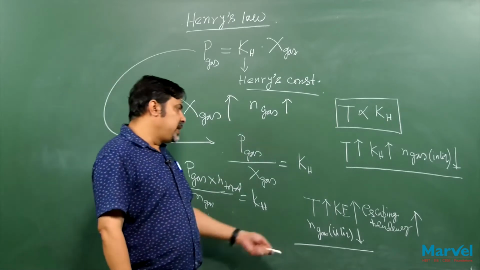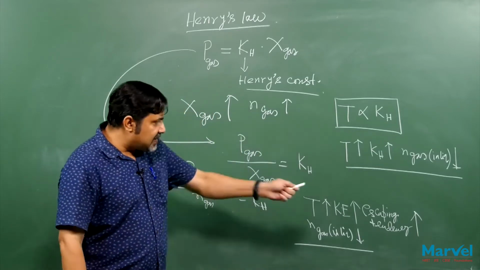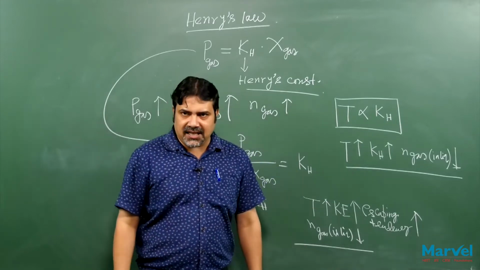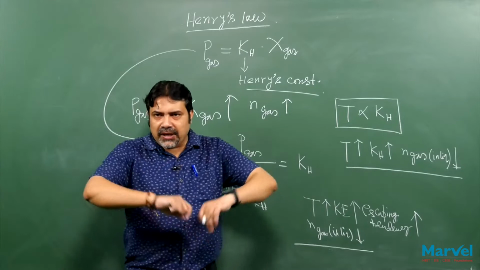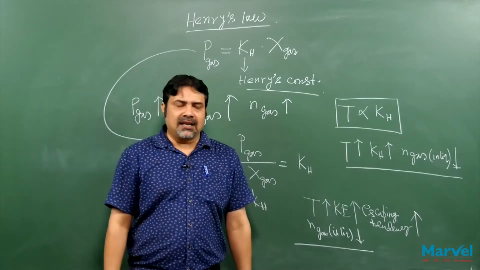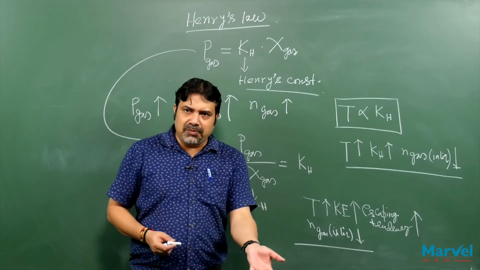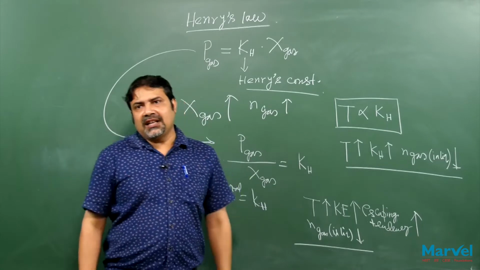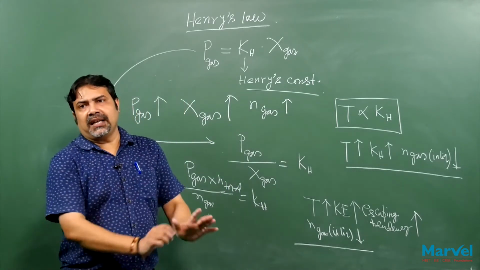When we are increasing the temperature, the kinetic energy of the gas molecules will be more. As the kinetic energy of the gas molecules is more, they try to escape from each other. The force of attraction will be very, very negligible. They want to escape from one another. So when they escape, in the solution they will be less. That is why the number of moles of gas in the liquid will be less. Got the point? So this way you have to understand. This is nothing but Henry's law.